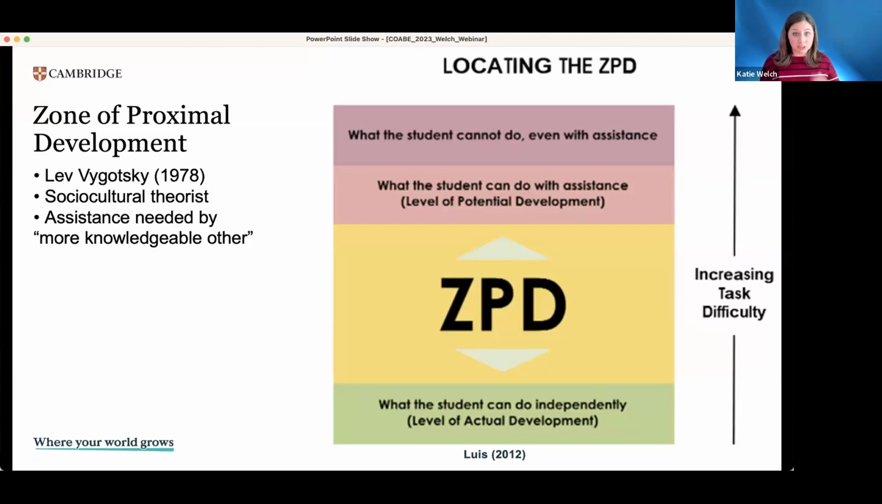When we talk about learning in general, learning theories, Lev Vygotsky is a theorist that we think about quite a bit when it comes to learning. In the 1970s, he came up with a theory called the zone of proximal development. And this was the idea that students need assistance by a more knowledgeable other. More knowledgeable other is what he called it. We would usually just call a teacher.